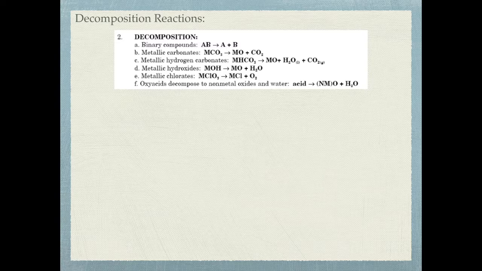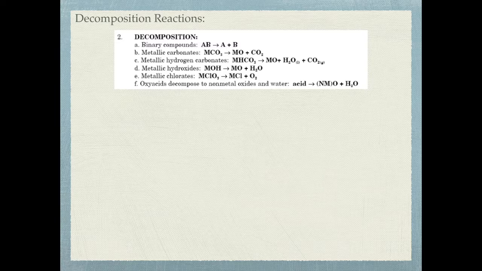For E, you've got a metal with chlorate, MClO3, and it's going to break apart into MCl and O2. And finally, if you have an acid, it's going to break apart into a nonmetal oxide and water. That's identical to your synthesis reaction, again, just reverse. So 2A, 2D, and 2F you've already looked at.